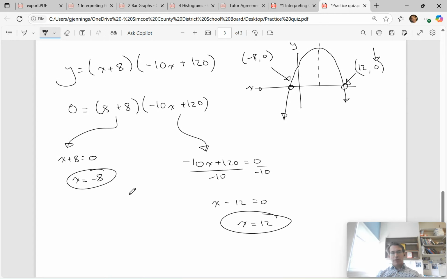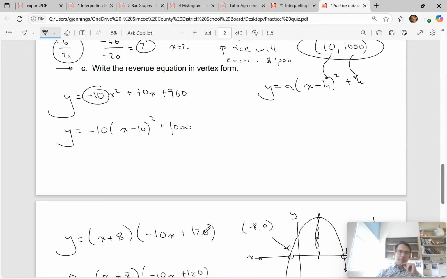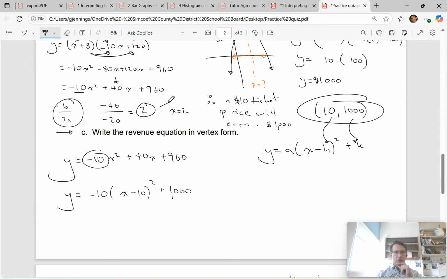Once you find these, then you average them. So you do minus 8 plus 12 divided by 2. That's the average of those, and the average is going to give you this axis of symmetry here. So that is 4 over 2. That's 2. We found it easier up here, we found it easier with negative b over 2a.